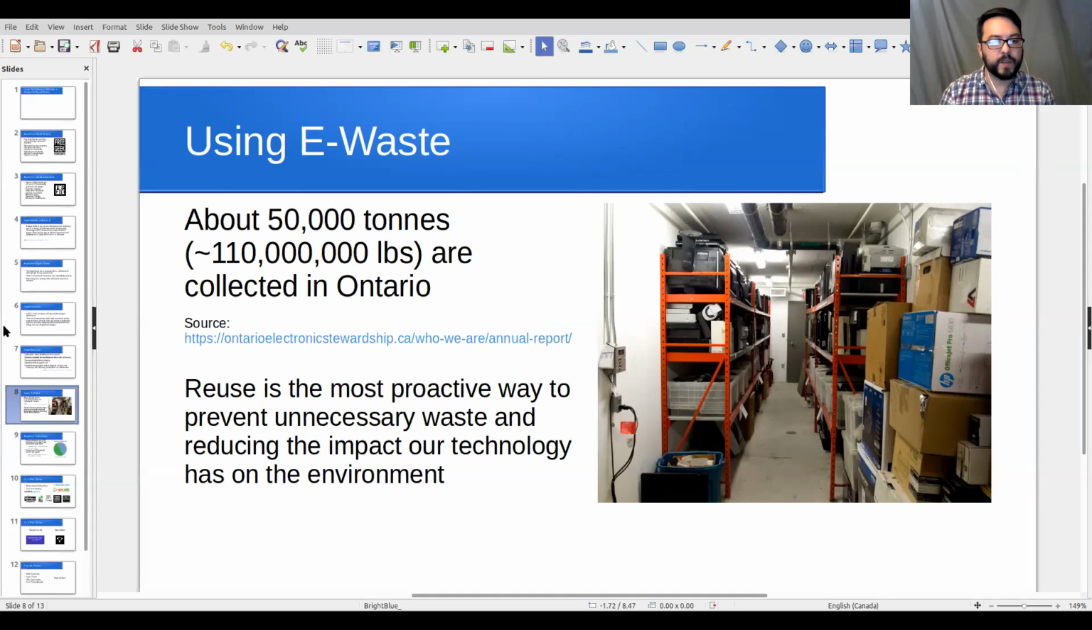But reuse is the most proactive way to decrease the impact, because basically what you're doing is you're saying, no, we can bypass someone buying a new device by reusing a completely good device, extending its life and continuing to do so. And that's what we do at Free Geek. And the primary way we do so is we work with free and open source software.